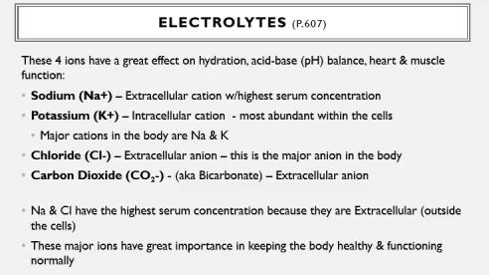The next 2 are going to be your anions. These are going to have a negative charge. The first one is chloride. This is an extracellular anion. So extracellular meaning outside the cell, anion meaning negative charge. This is the major anion of the body, chloride. The last one is carbon dioxide. You'll also hear it referred to as bicarbonate. This is an extracellular anion. Again, extracellular, outside the cell, anion, negative charge.